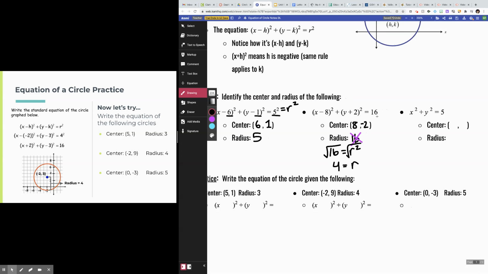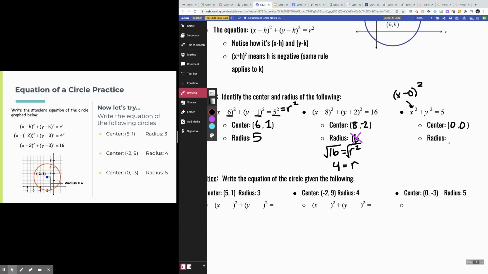So the last one here, notice that there's no parentheses and there's no numbers associated with x and y. Okay, what that means is that there's an understood 0 right there. Just having it plain, with no parentheses, is the same as saying x minus 0, because whenever you subtract 0 from something, it just goes away. So that means my center for this circle is 0, 0.